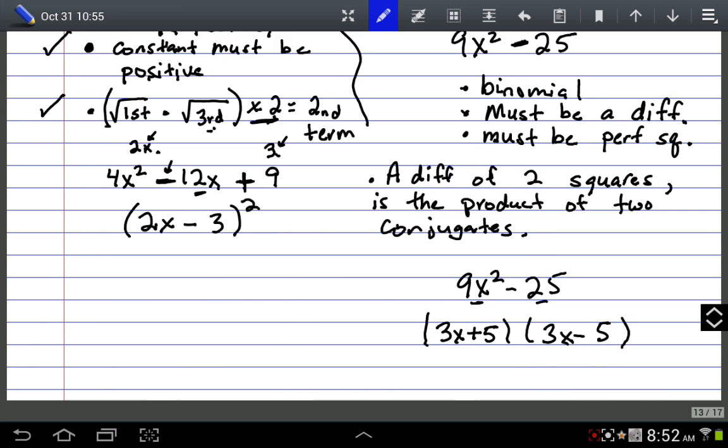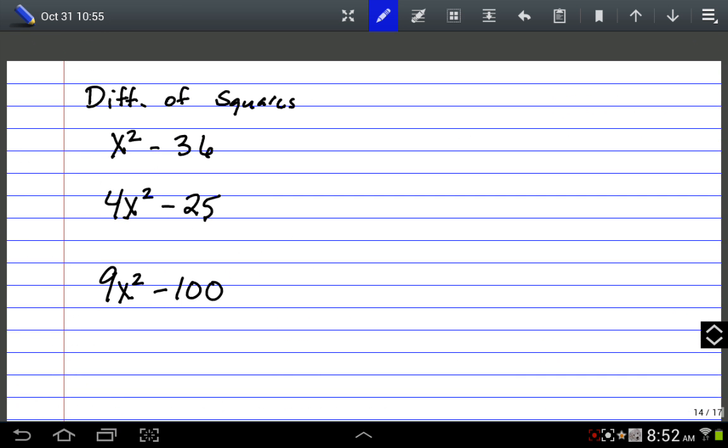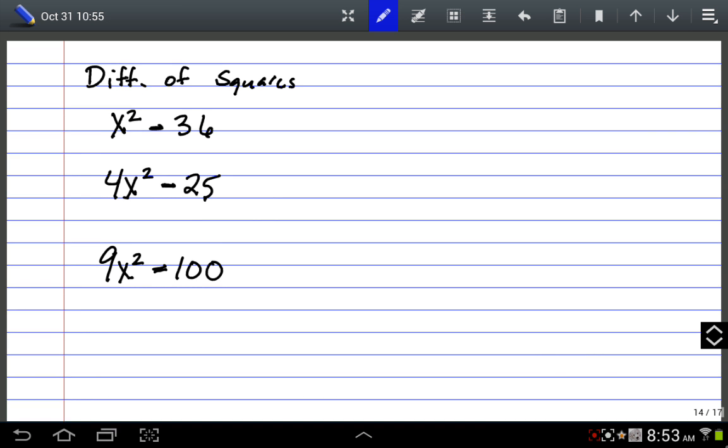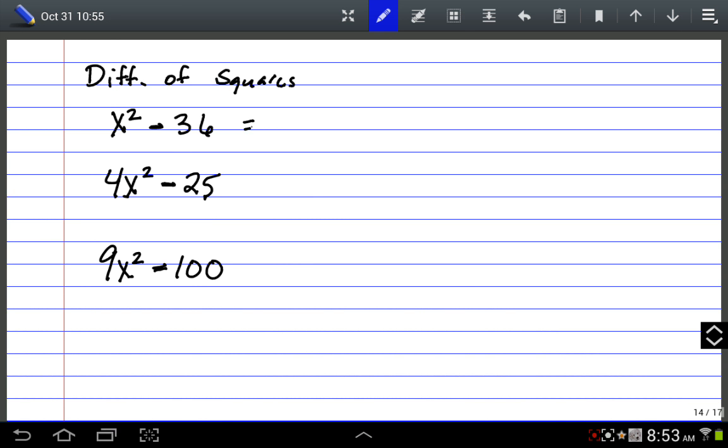Now, let's look at some examples here of differences of squares. Okay, so I want you to notice in each one of these, they have minus signs. So they are differences. And notice every single one of them here are squares. So think, what's the square root of this term? What's the square root of this term? The square root of x squared is x. The square root of 36 is 6.